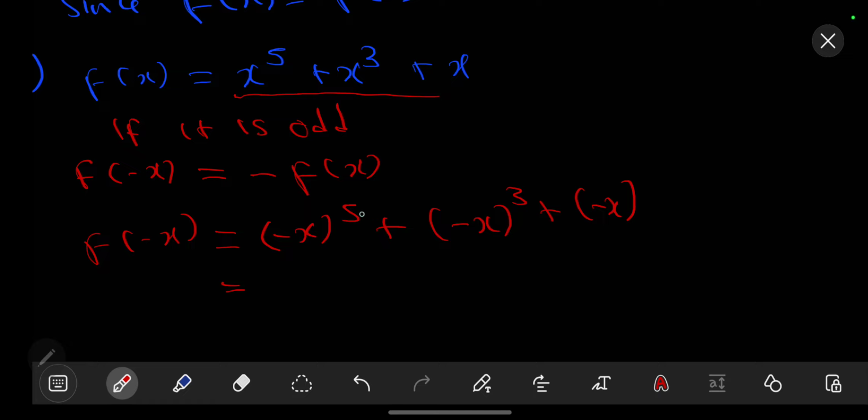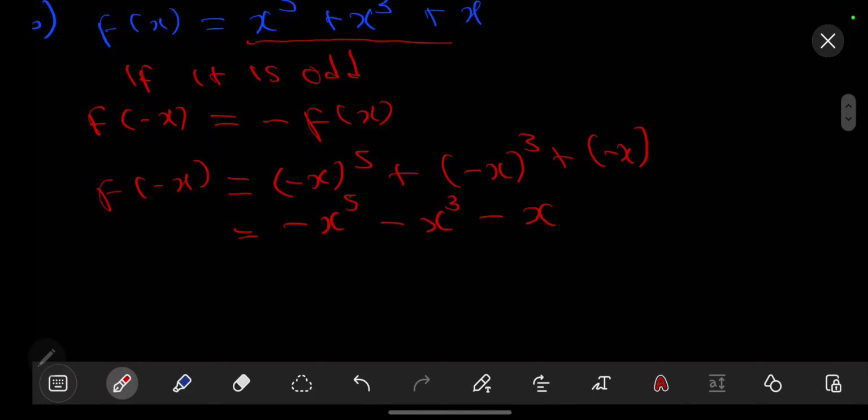So negative x to the power of 5, it's still negative, so we have negative x to the power of 5. Likewise, negative x to the power of 3 will give us negative x to the power of 3. Then we have minus x, like that. So we have found the first part. Let's see if our other one will also give us the same thing.